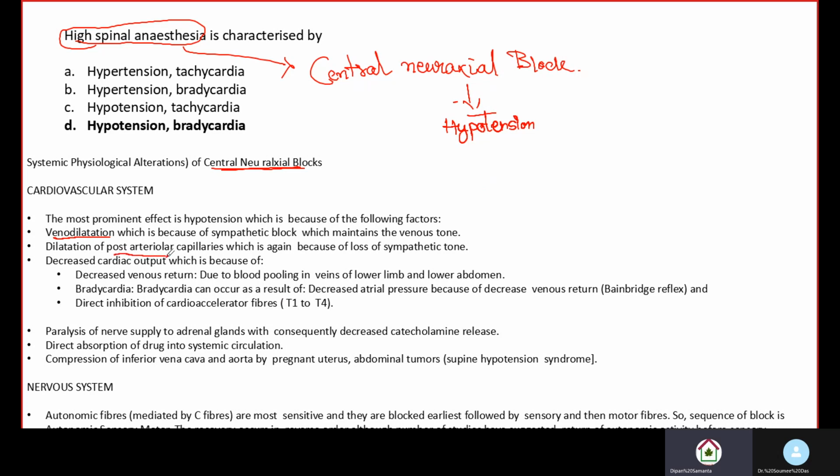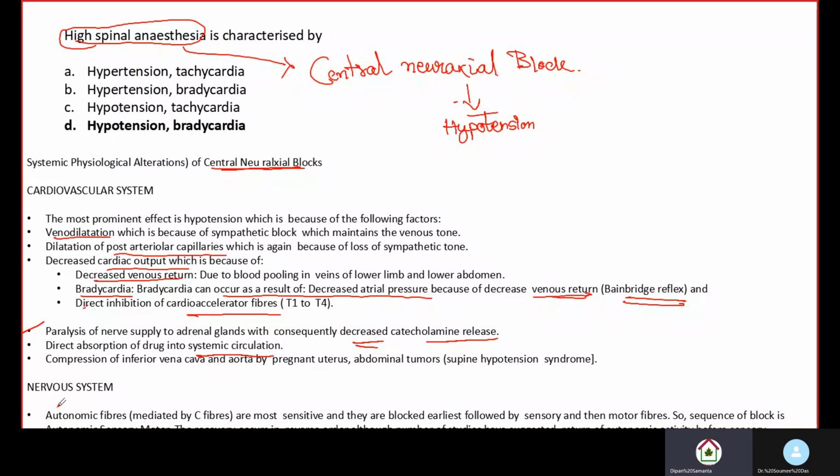This hypotension occurs due to venodilation, dilatation of post-arterial capillaries, and decreased cardiac output, which occurs due to decreased venous return. Bradycardia can occur as a result of decreased atrial pressure because of decreased venous return, the Bainbridge reflex, and direct inhibition of cardioaccelerator fibers. Paralysis of nerve supply to the adrenal glands with consequently decreased catecholamine release occurs, and direct absorption of drug into the systemic circulation occurs in high spinal anesthesia.